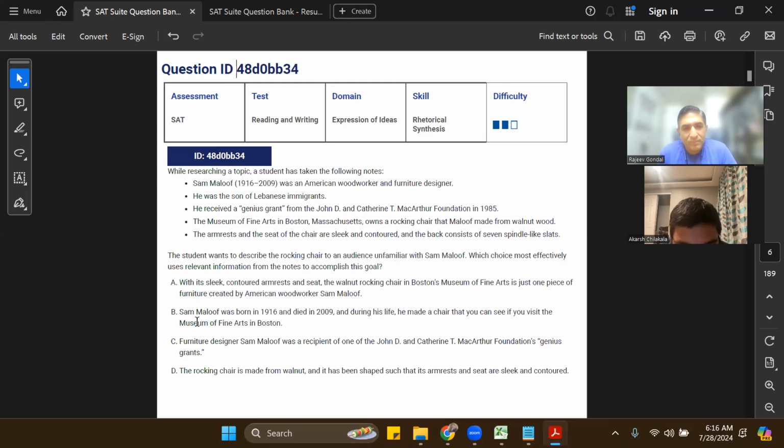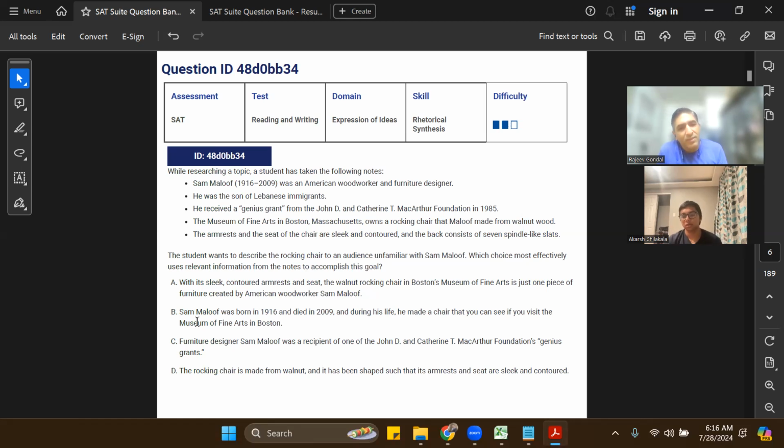Sir, is this B? Between B and A, I chose B, sir, because it says that to an audience unfamiliar with Sam Maloof, it gives that context that he was born in 1916 and died in 2009, and during his life he made a chair that you can see in the Boston museum. But A also makes sense in that it describes the rocking chair. But I just didn't think that American woodworker was enough of a describing material.